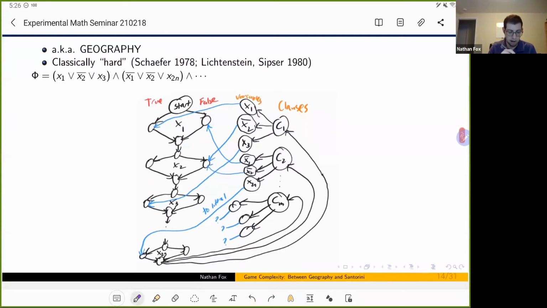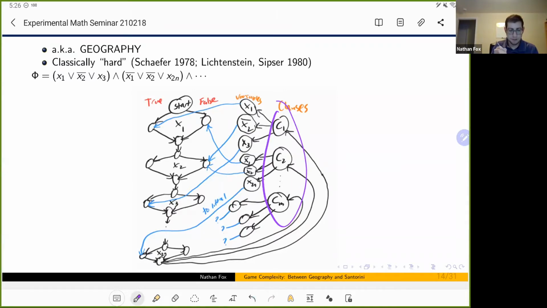So eventually Brian will set this variable. Abigail will be forced to move there. Then Brian gets to choose a clause by moving to the corresponding clause vertex. If the formula is false, because it's in conjunctive normal form, Brian will be able to move to a false clause. If Abigail has succeeded in making the formula true, all the clauses will be true.